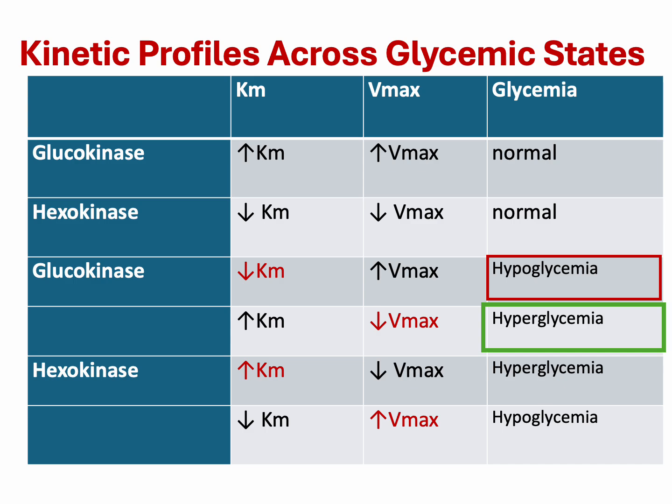Now, if hexokinase Km increases while Vmax stays the same, its affinity for glucose decreases, meaning it requires higher glucose level to work effectively. This reduces glucose metabolism in the cell, causing blood sugar to rise and leading to hyperglycemia. And finally, elevated Vmax of hexokinase with normal Km would generally result in increased glucose utilization by tissues, lowering blood glucose level or causing hypoglycemia.